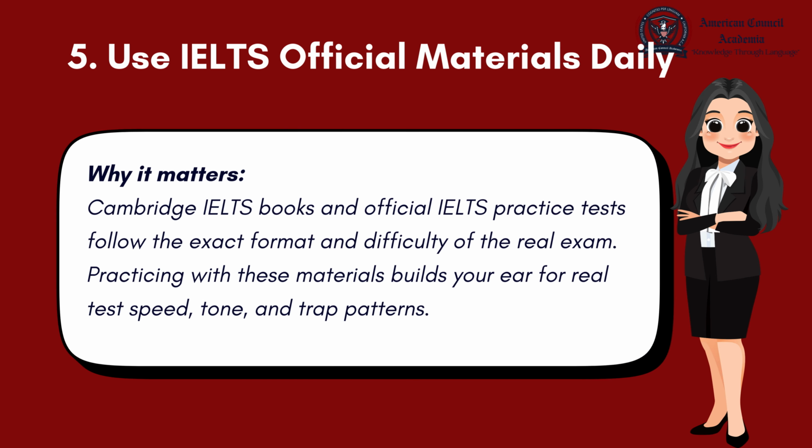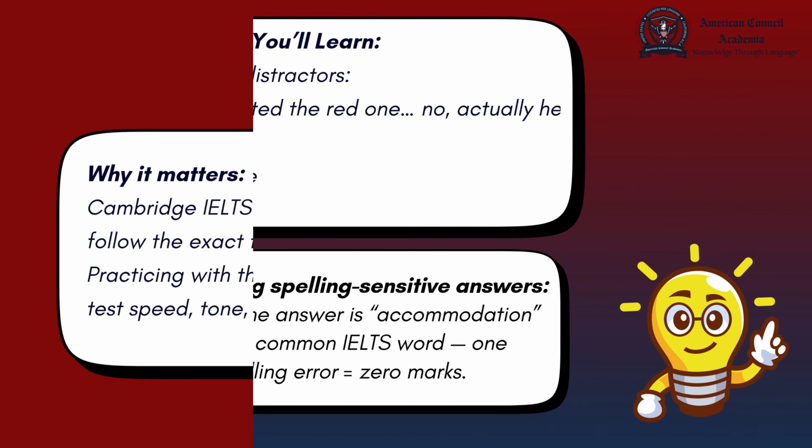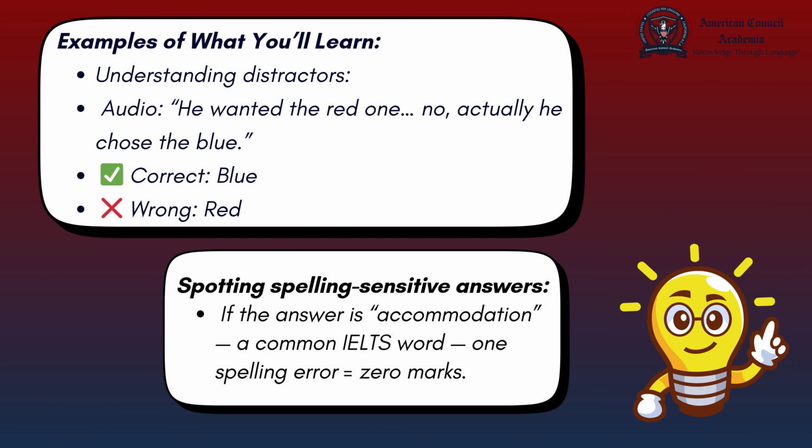Finally, the fifth strategy: use IELTS official materials daily. Cambridge IELTS books and official practice tests mirror the exact format and difficulty of the real exam. These materials help you understand distractors, such as when the audio says, "He wanted the red one, no, actually he chose the blue." In this case, the correct answer is blue, not red.